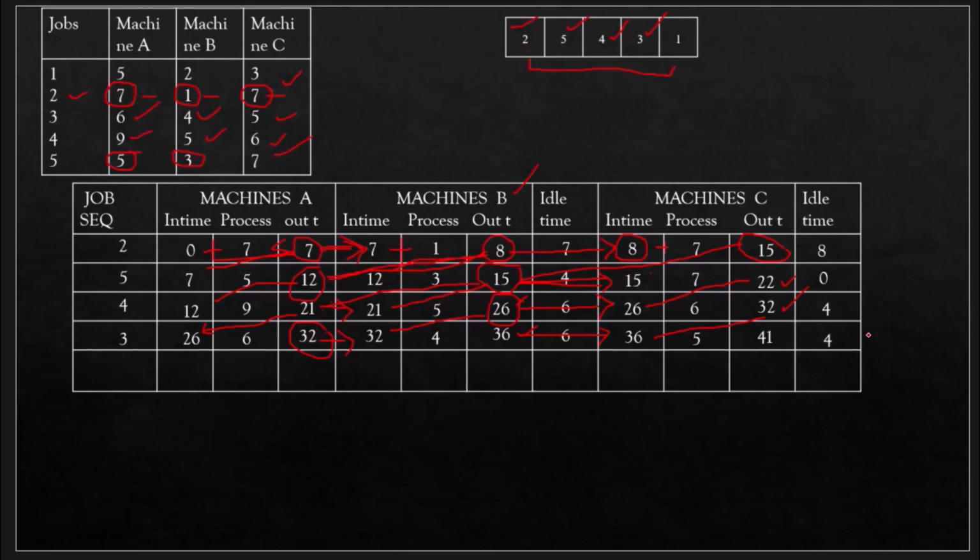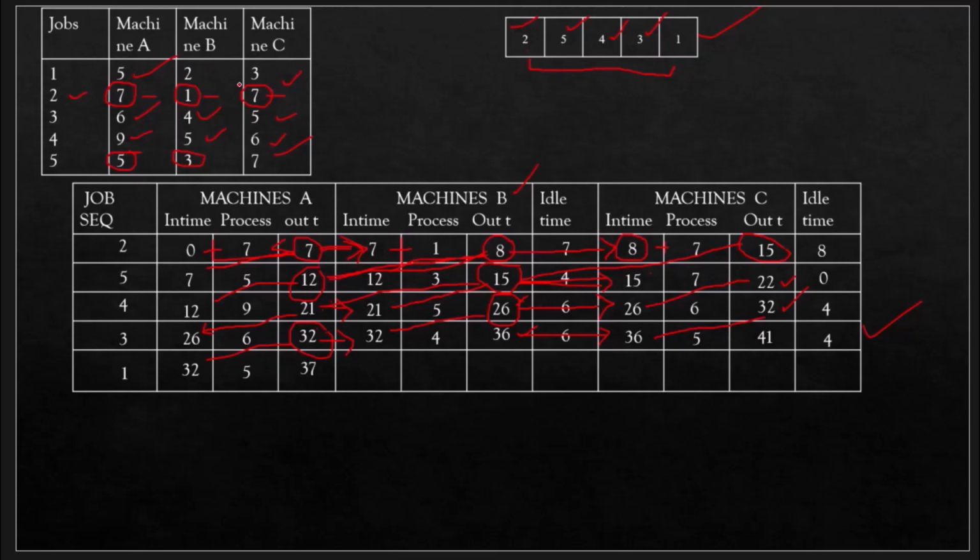Okay, now we have completed job 3 also, and finally we have job 1 in the sequence. For job 1, the out time becomes the in time, 32 hours, and then the processing time for job 1 is 5 hours in mission A. 32 plus 5 gives 37.